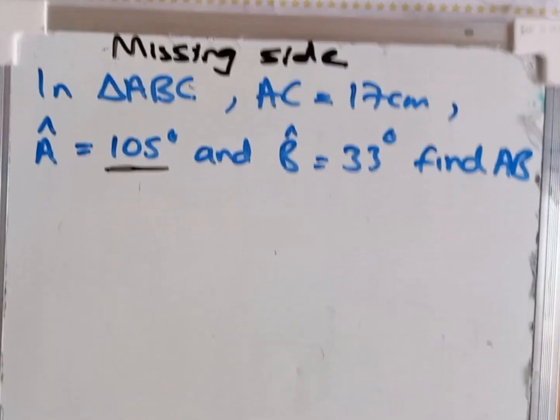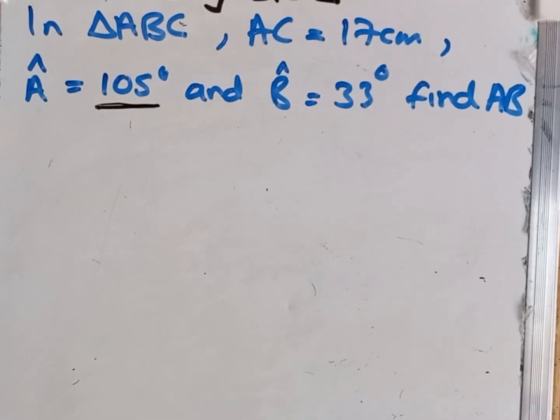Side. All right. So here we have an example. In a triangle ABC, AC is equal to 17 centimeters, angle A is equal to 105 degrees, and angle B is equal to 33 degrees. Find AB. So AB is the side that we want to find. So firstly, we have to draw up a triangle so that we plug in the values that we have and see which side is the unknown side.